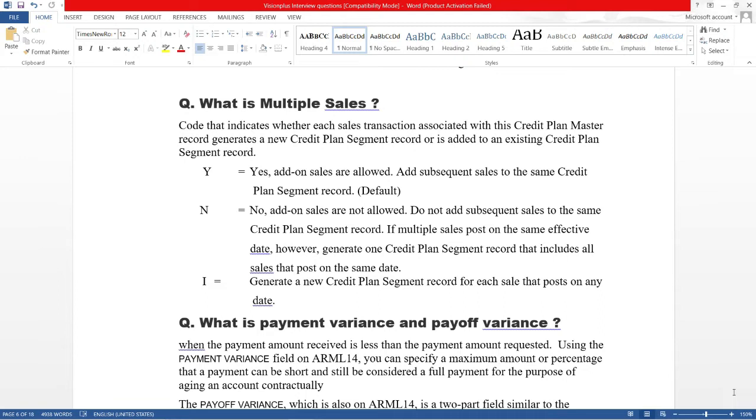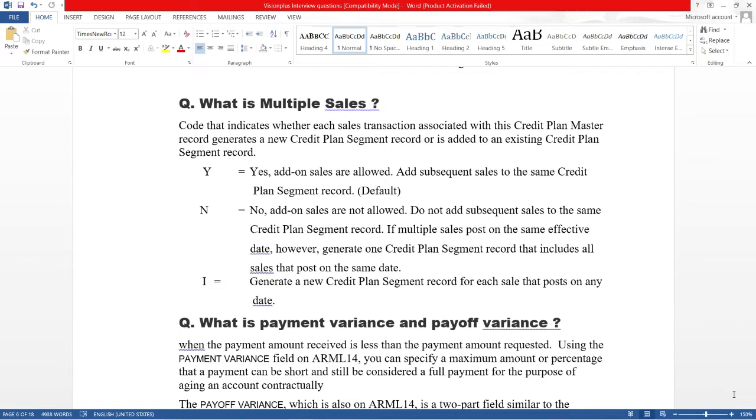Y means yes, add-on sales are allowed. Add subsequent sales to the same credit plan segment record by default. N means no, add-on sales are not allowed. Do not add subsequent sales to the same credit plan segment record. If multiple sales post on the same effective date, however, generate one credit plan segment record that includes all sales that post on the same date. I means generate a new credit plan segment record for each sale that posts on any date.